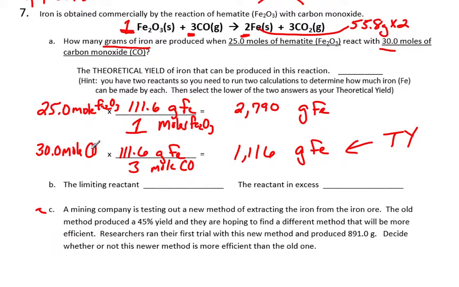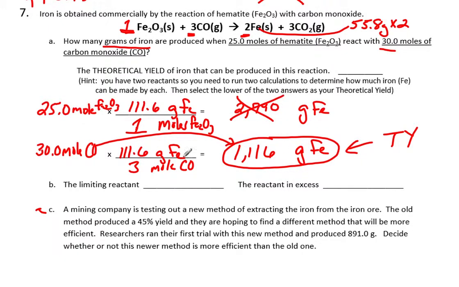When my carbon monoxide runs out, I will be able to make 1,116. I can't make any more. I can't even go close to this because as soon as I hit this point, one of my reactants is gone. So carbon monoxide is my limiting reactant in this example. I have plenty of Fe2O3, plenty. I can make all this 2,790, but I can't because I run out of carbon monoxide.